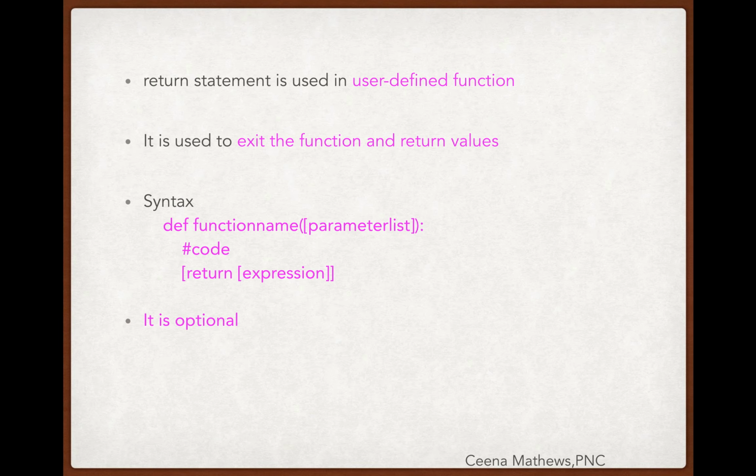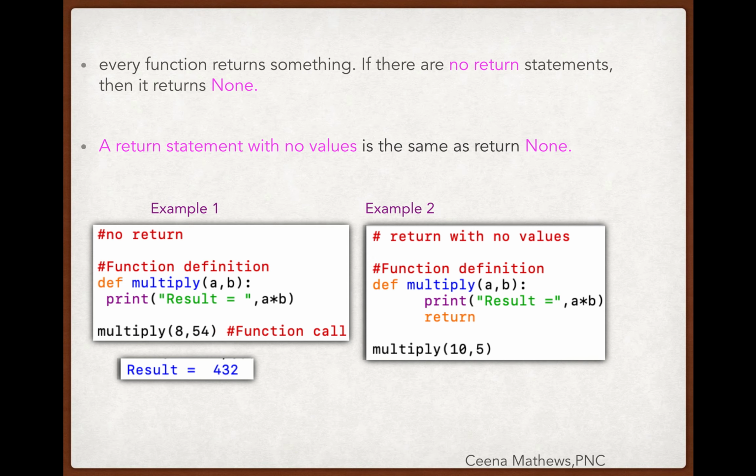We'll see more details. Every function returns something. If there is no return statement, then it returns None. A return statement with no values is the same as return None. As you can see in the examples explaining the first point and the second point, the first example describes the first point in the slide, that is, no return.